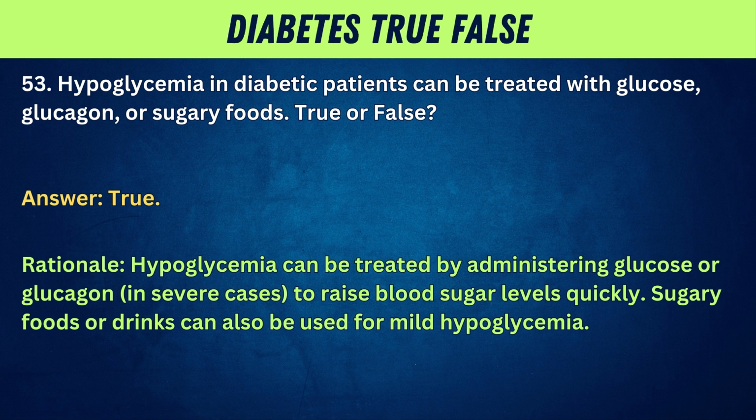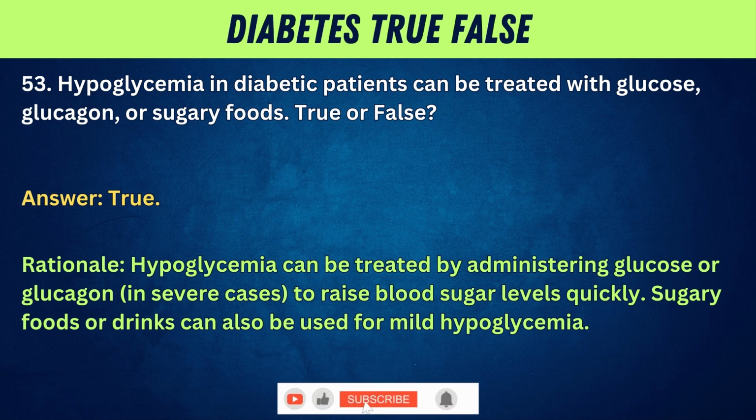53. Hypoglycemia in diabetic patients can be treated with glucose, glucagon, or sugary foods. True or false? Answer: true. Rationale: hypoglycemia can be treated by administering glucose or glucagon, in severe cases, to raise blood sugar levels quickly. Sugary foods or drinks can also be used for mild hypoglycemia.